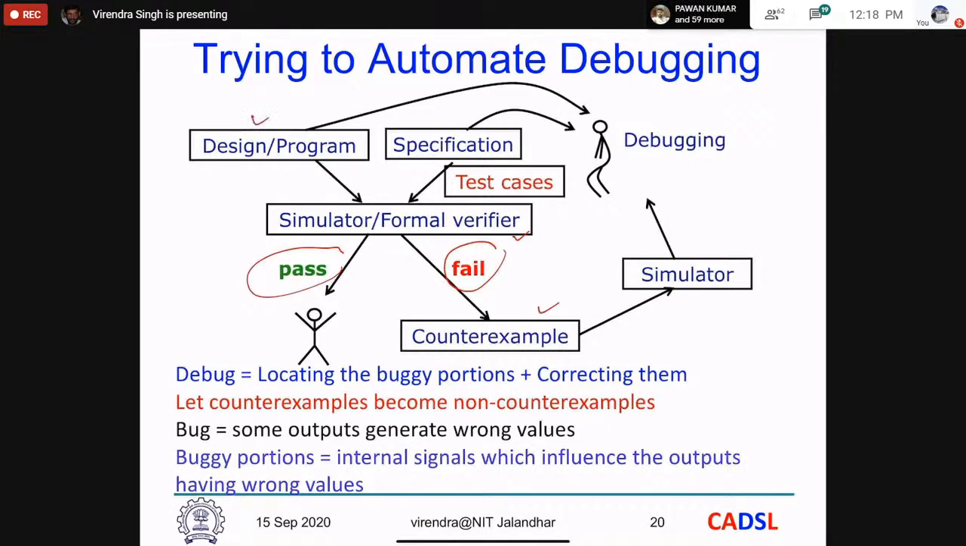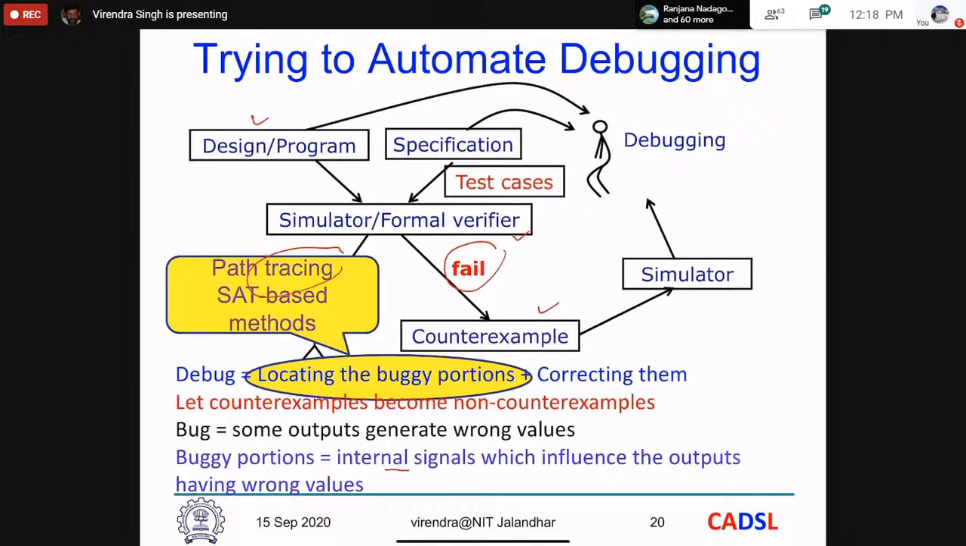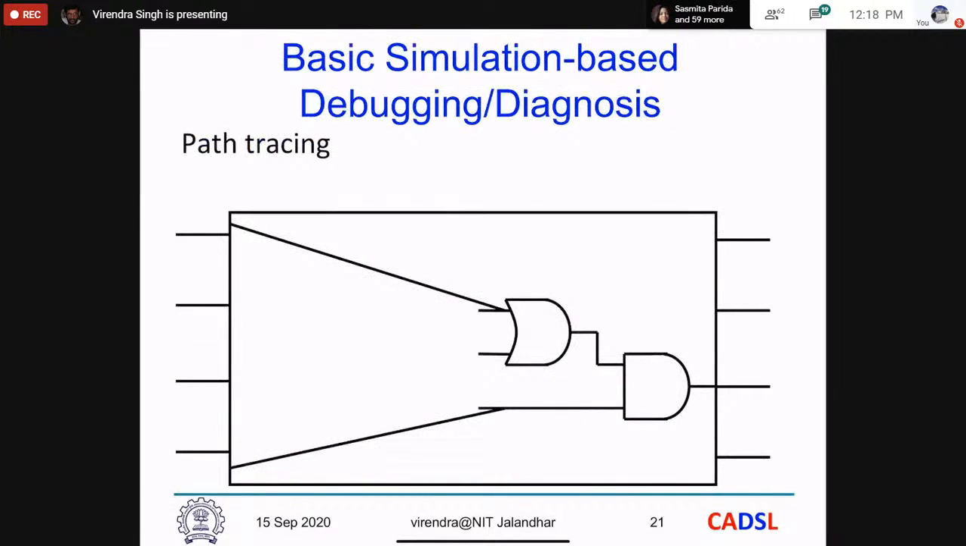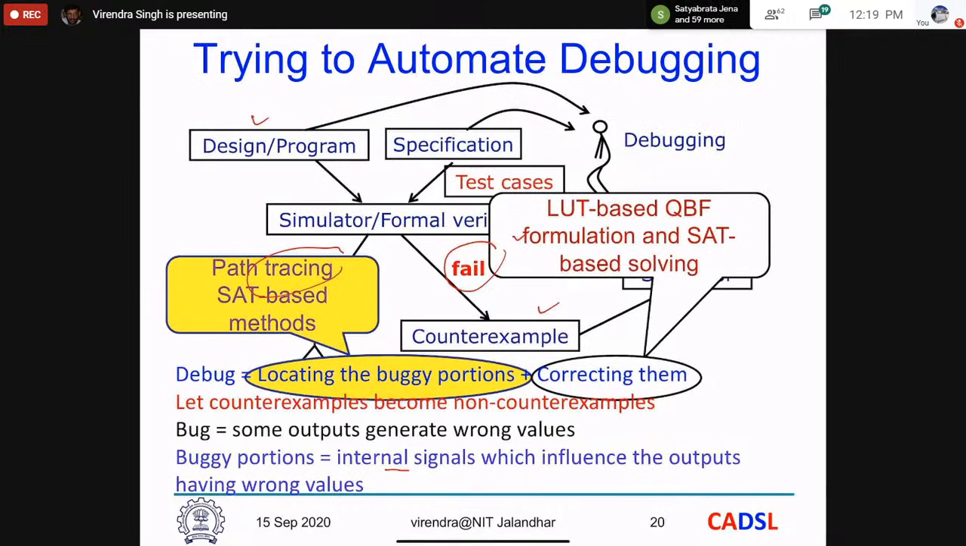So the buggy portion, I have to find out first the buggy portion, and that is my internal signal which influences the output that goes wrong. So this localization of bug, we can do using path tracing. Again, we can have a SAT-based formulation, and then we can correct that by using a QBF kind of formulation, and I'll explain in a minute how you can do that. So first thing is, you have to localize which portion has gone wrong.